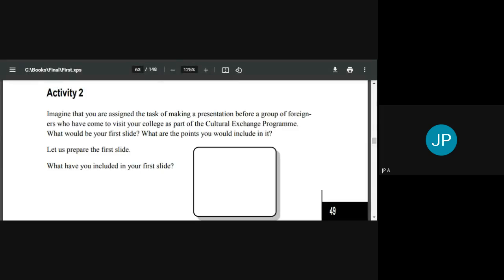So I'll read out that for you. Activity 2. Imagine that you are assigned the task of making a presentation before a group of foreigners who have come to visit your college as part of the cultural exchange program. What would be your first slide? So what are the points you would include in it? So there is a blank space which is provided. There you can write there also. So what will be your first slide? How will you prepare your first slide? So when you begin a presentation, how will it be, for first starting, what should be there in the slide?